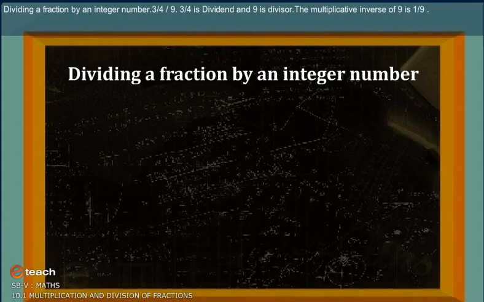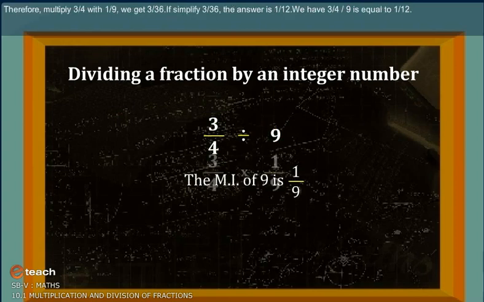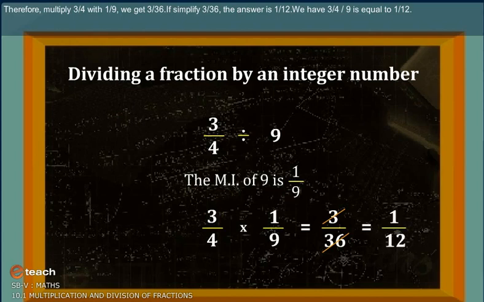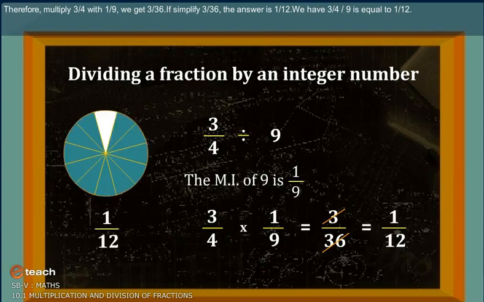Dividing a fraction by an integer number. 3 by 4 divided by 9. 3 by 4 is the dividend and 9 is the divisor. The multiplicative inverse of 9 is 1 by 9. Therefore, multiply 3 by 4 with 1 by 9. We get 3 by 36. If we simplify 3 by 36, the answer is 1 by 12. We have 3 by 4 divided by 9 is equal to 1 by 12.